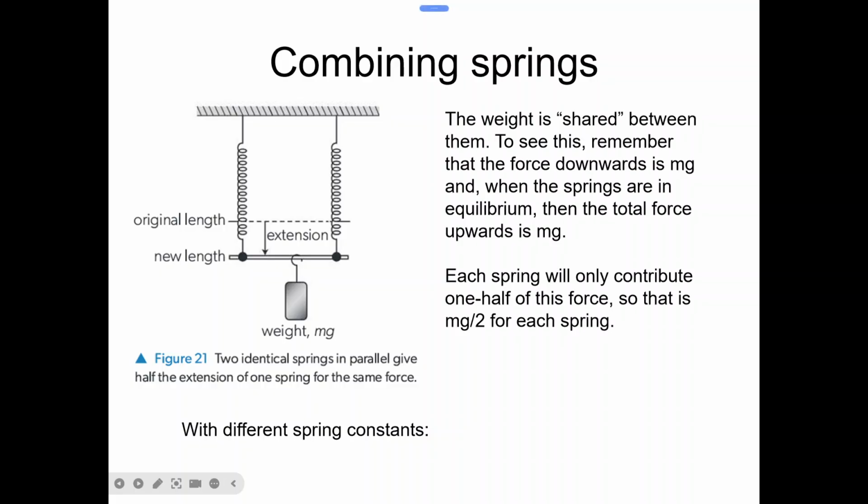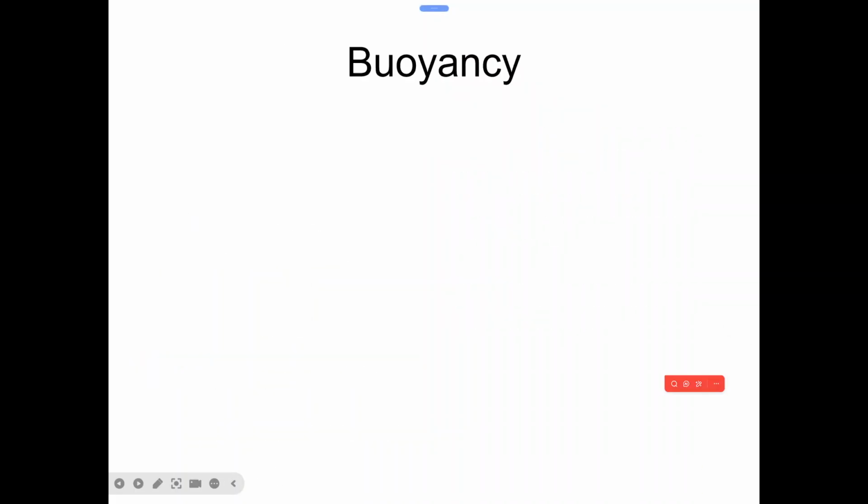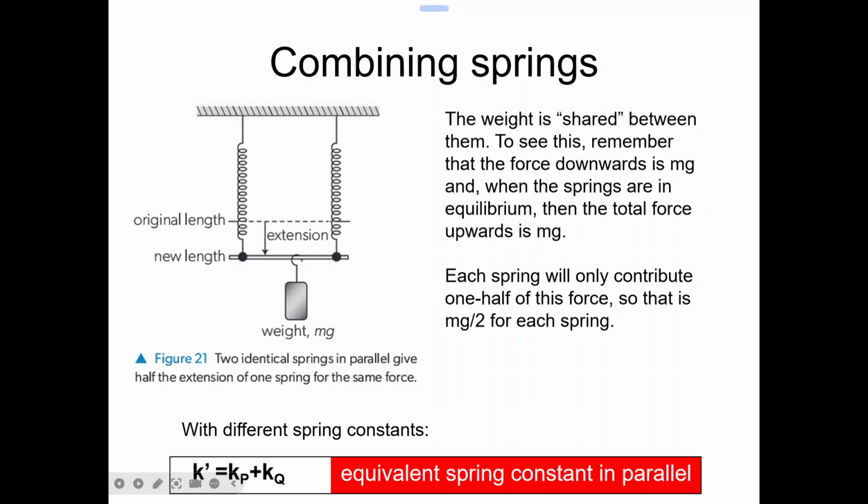To see this, remember that the force downward is only mg, and when the springs are in equilibrium, the total force upward should also be mg. Then each spring provides exactly mg over 2. Does that make sense? So each spring will only contribute 1/2 of this force, that is mg over 2 for each spring. And so if there are different spring constants, the equivalent spring constant for parallel is just to add them together simply.